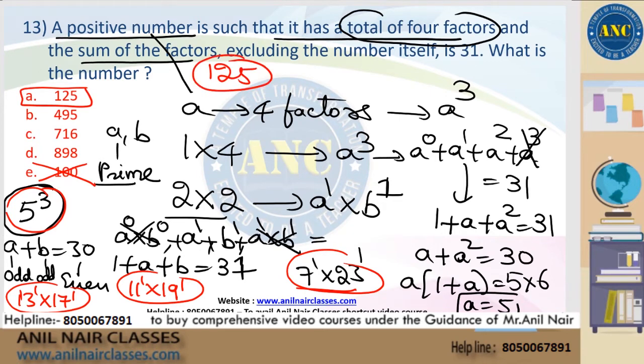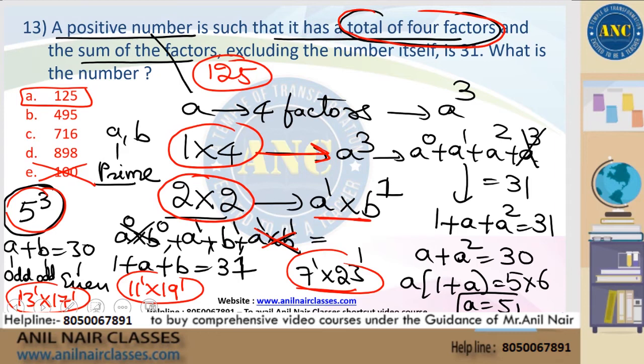So it has got a total of 4 factors. 4 factors means I can write it as 1 into 4 and 2 into 2. 1 into 4 will give you A cube. 2 into 2 will give you A into B. We have to exclude the number and do a sum: A power 0, A power 1, A square, and for A into B, 1 plus A plus B, AB is cancelled. Idea is clear? What could be the number? 125.